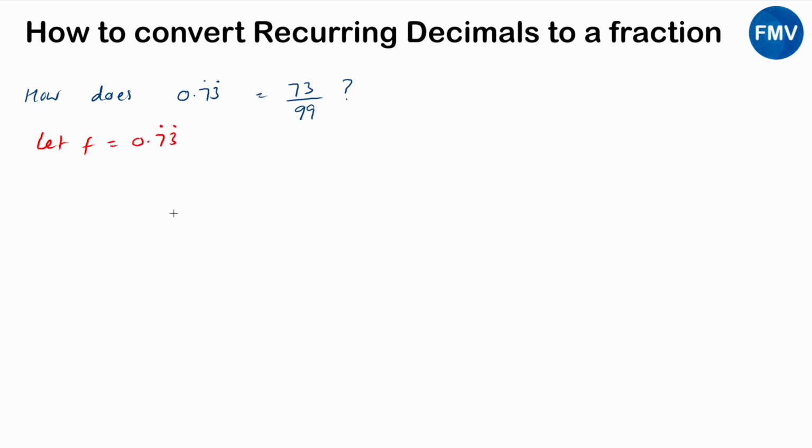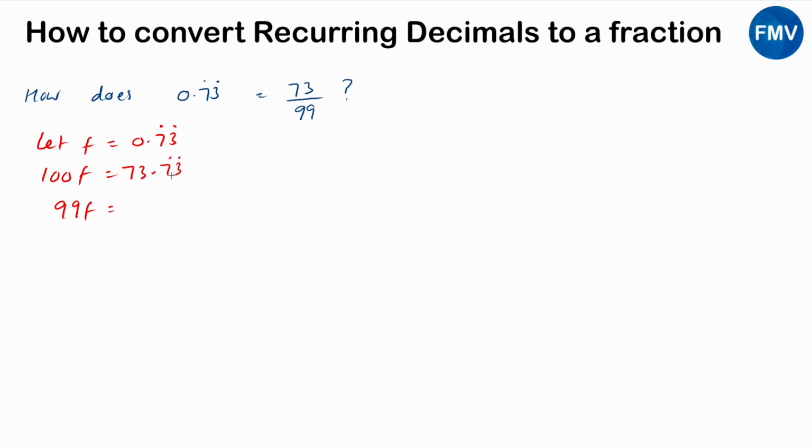Notice they're both recurring. So if 1f is 0.73 recurring, 100 lots of f would equal 73.73, 73, and so on. The point of doing this is trying to eradicate the decimal completely. I'm trying to get an integer on this side here. Now, to get rid of that decimal, all I do is take away the value of 1f. So if I have 100f and take away 1f, I'm left with 99 lots of f.